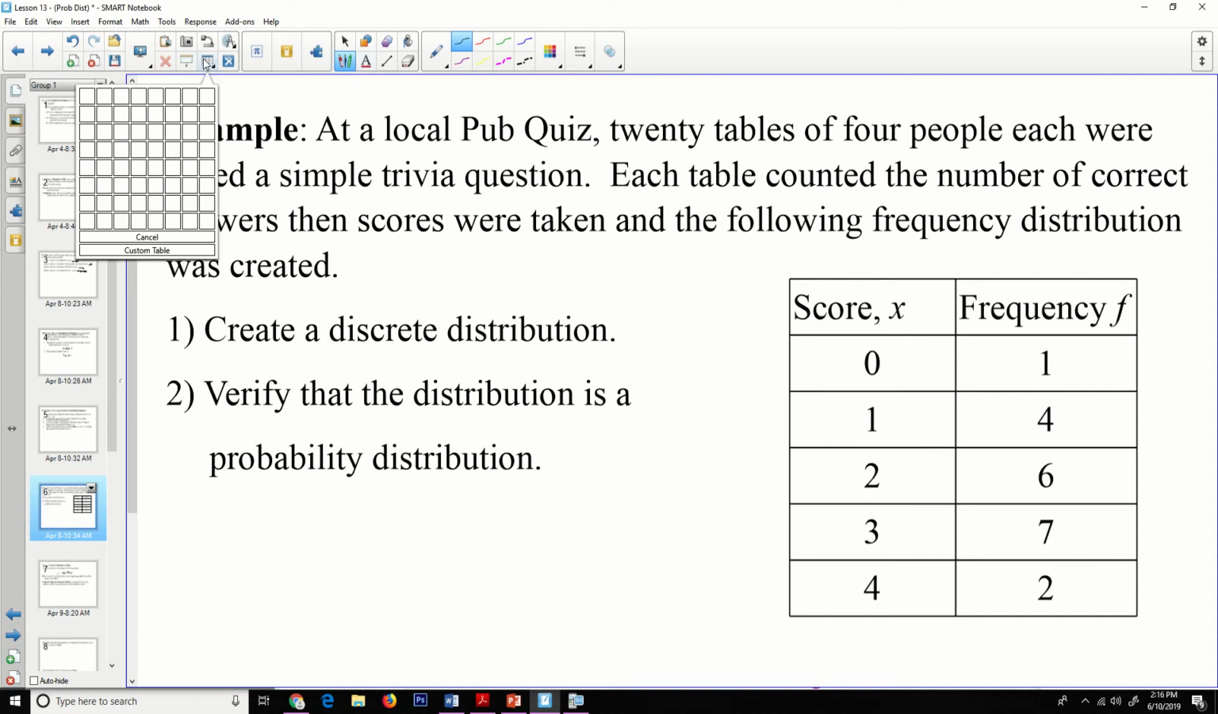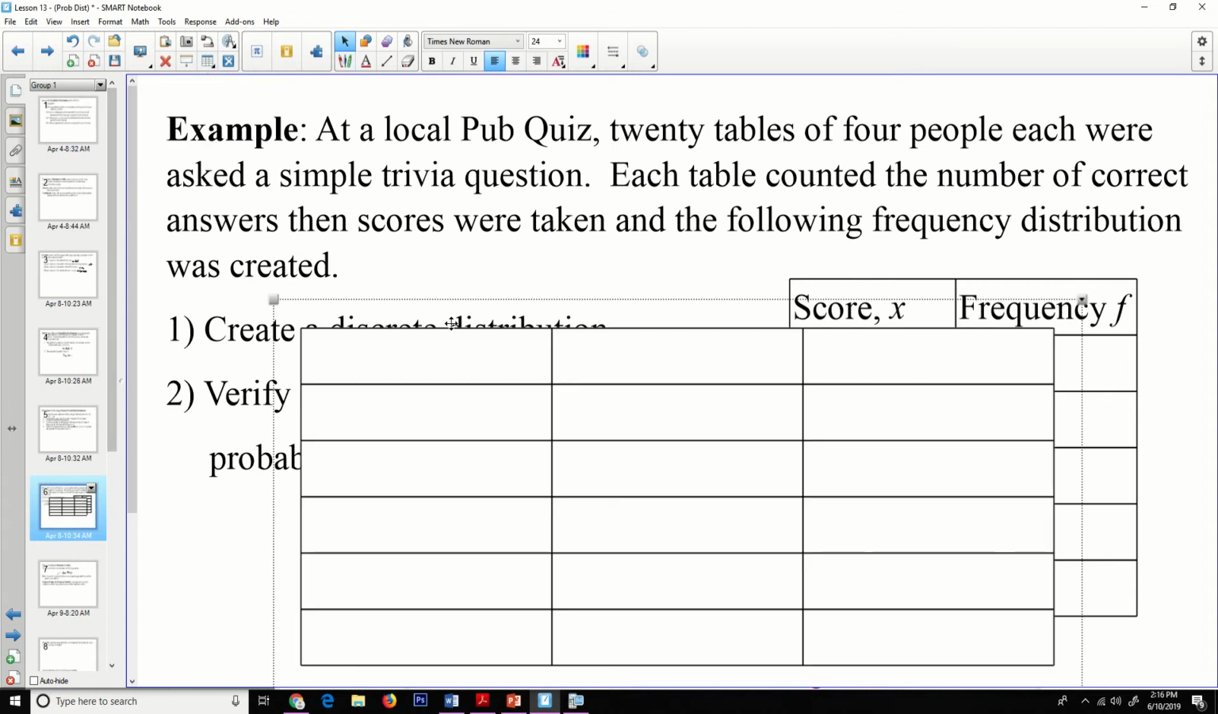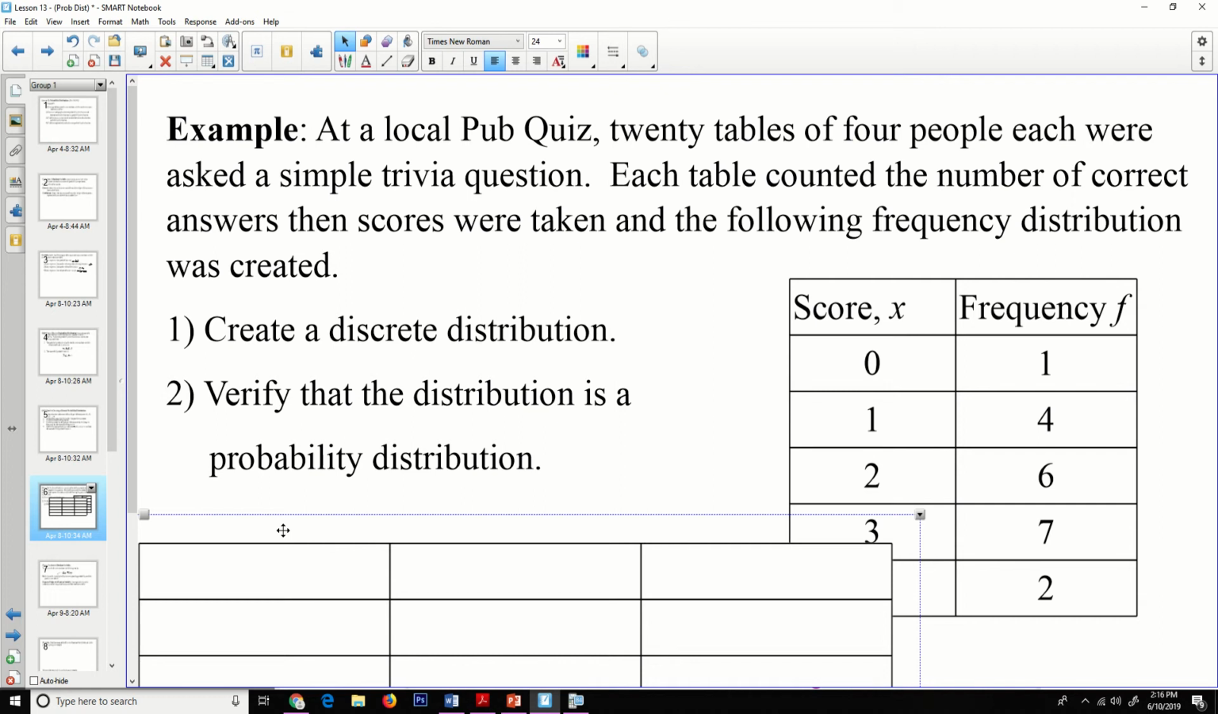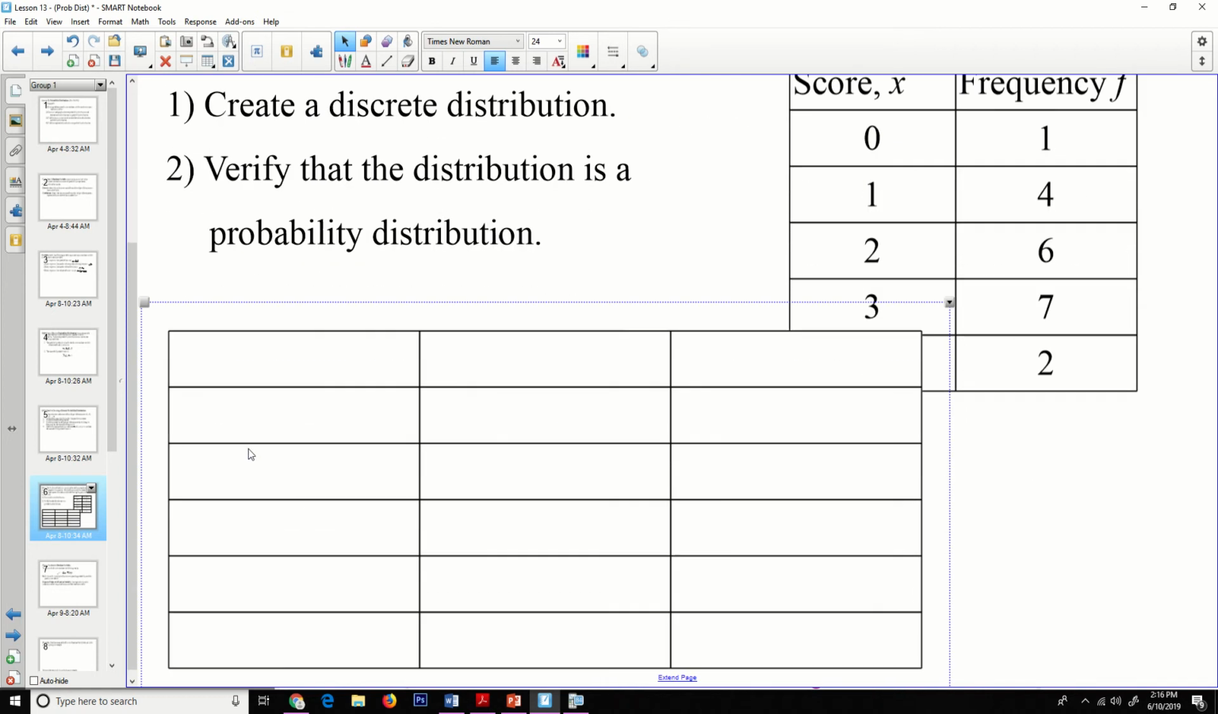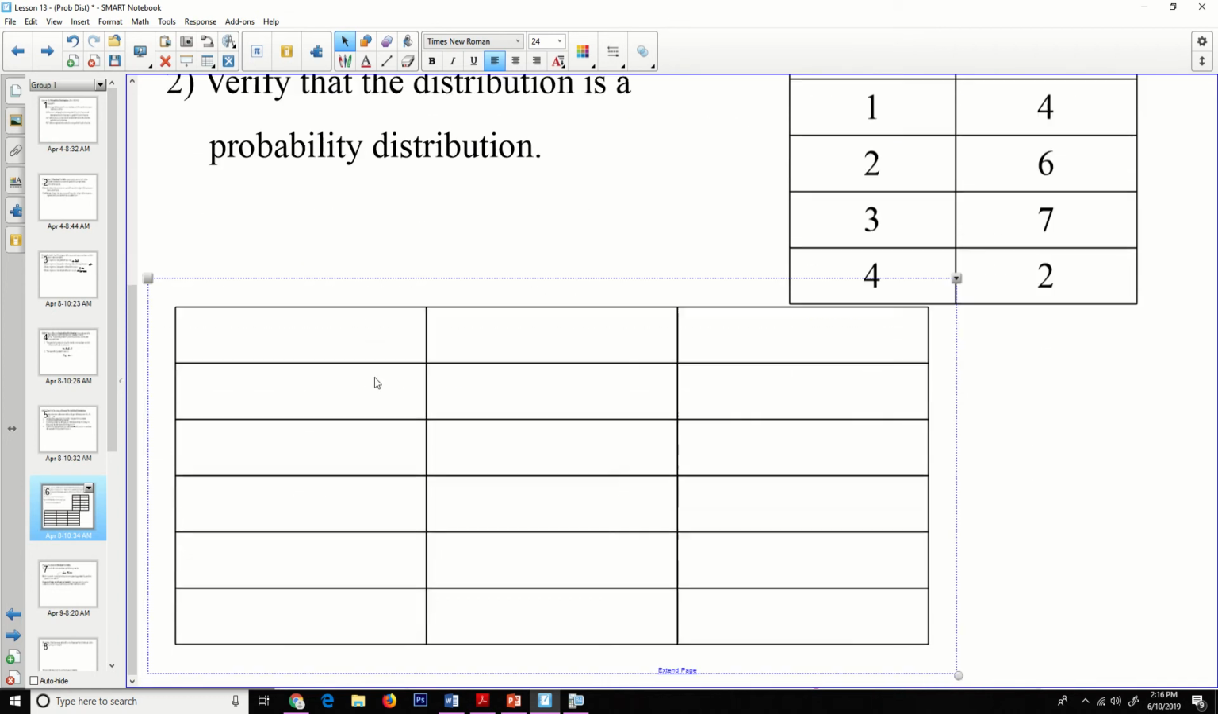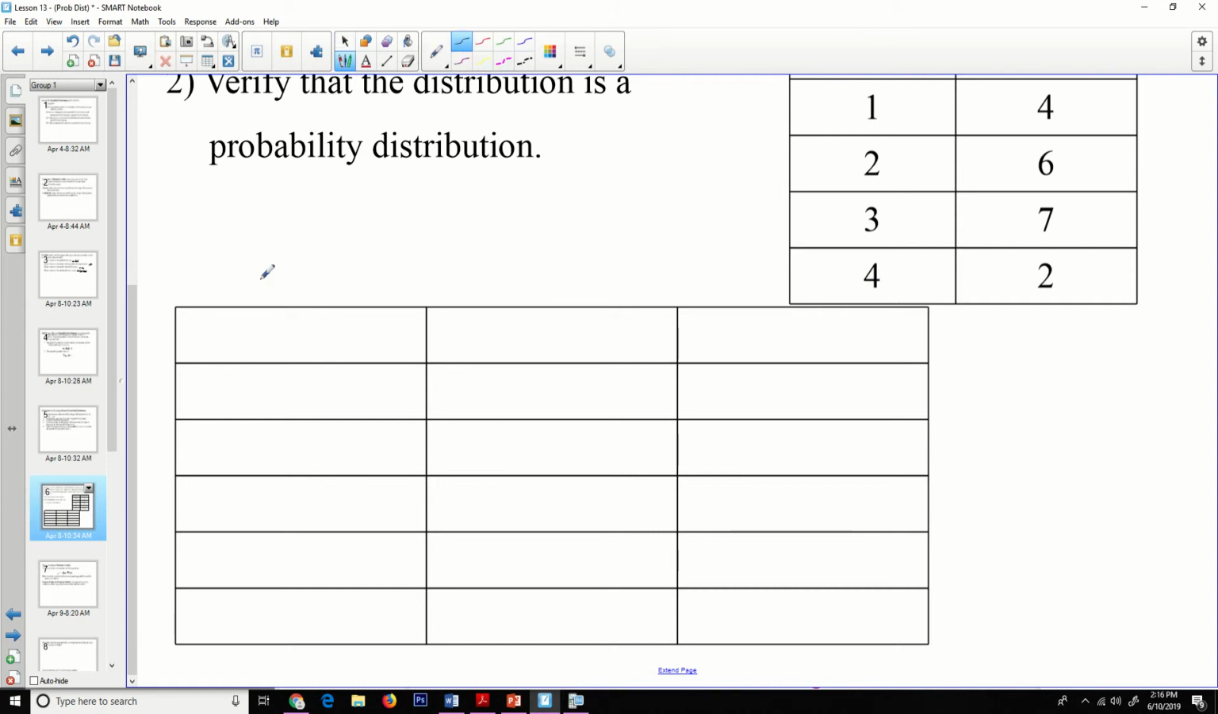Let's see, I've got 6 things there. Yeah, 6. So let's go 3 by 6. I'll move this down here underneath. We may not need to do all of those, but we'll start there. All right, so we're going to start with score here. Then we're going to do frequency, and then we'll do probability.